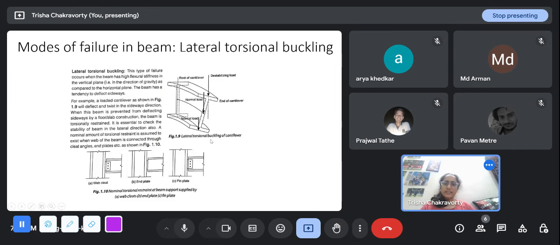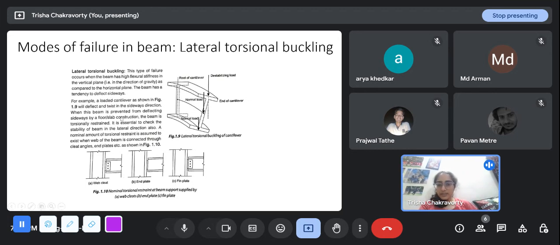And there is another: lateral torsional buckling. So this is the 3D view of the I section. This is the section, and this is the beam. It is supposed to go like this. Lateral torsional buckling is like they rotate by separate different amounts, and it's basically a kind of torsion that leads to buckling. This type of failure occurs when the beam has high flexural stiffness in the vertical plane as compared to the horizontal plane. The beam has a tendency to deflect sideways.